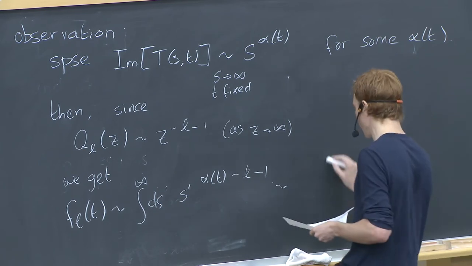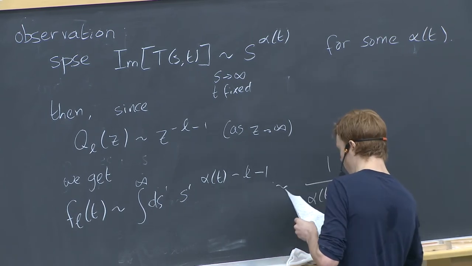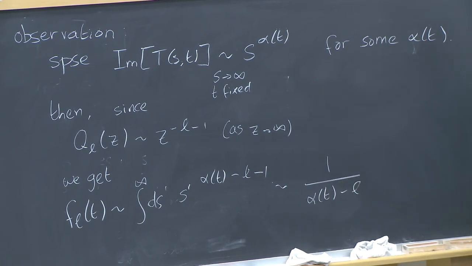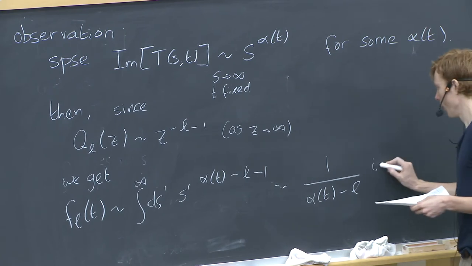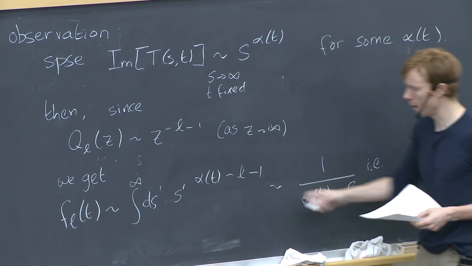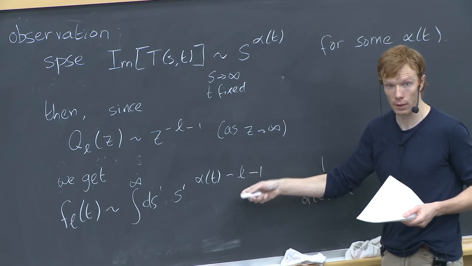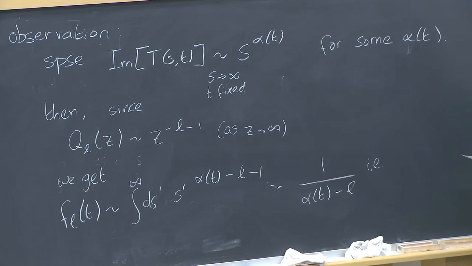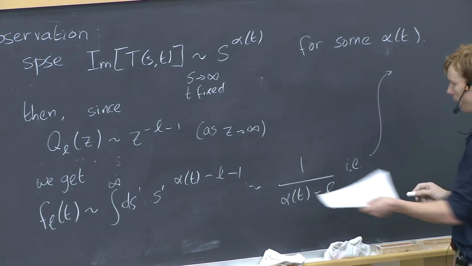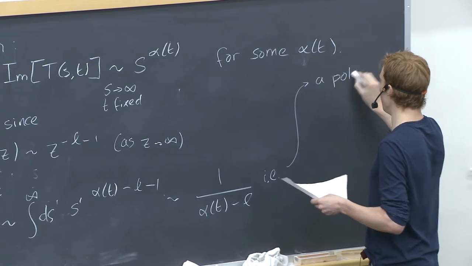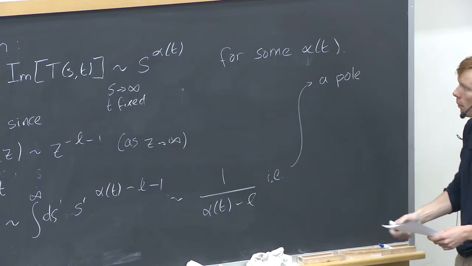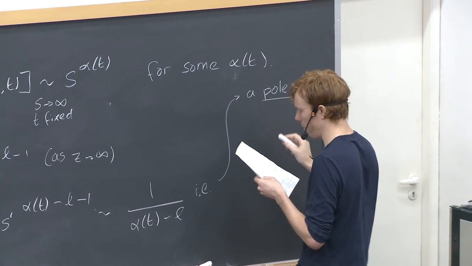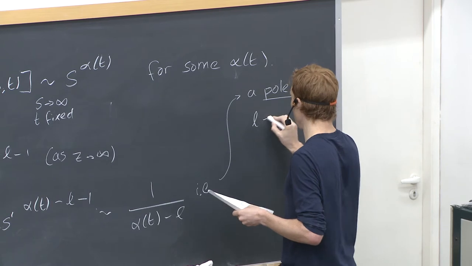But then, if I do this integral, I get a coefficient which looks a bit like 1 over alpha of t minus L. And clearly, when alpha of t is equal to L, this integral stops converging, and you get some singularity. And you can see that this singularity is just a pole. I.e., from this, you see that this behavior of the imaginary part of the scattering amplitude leads to a pole in the complex L plane at L equals alpha of t.